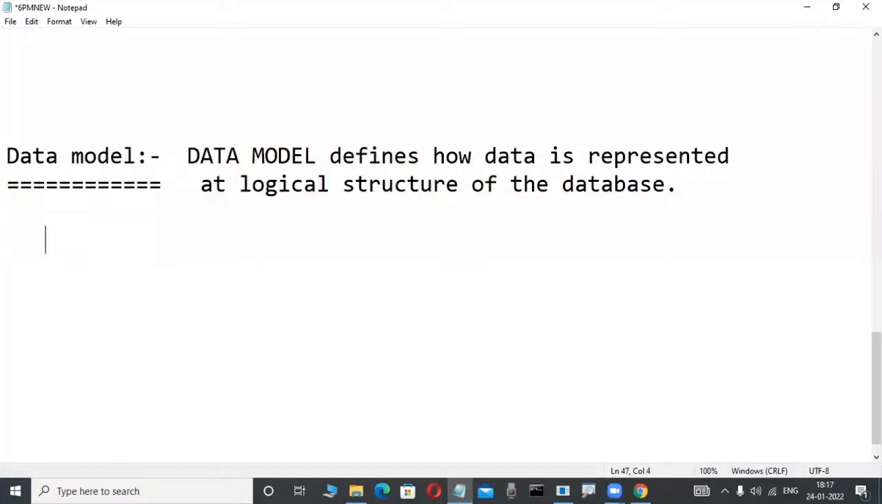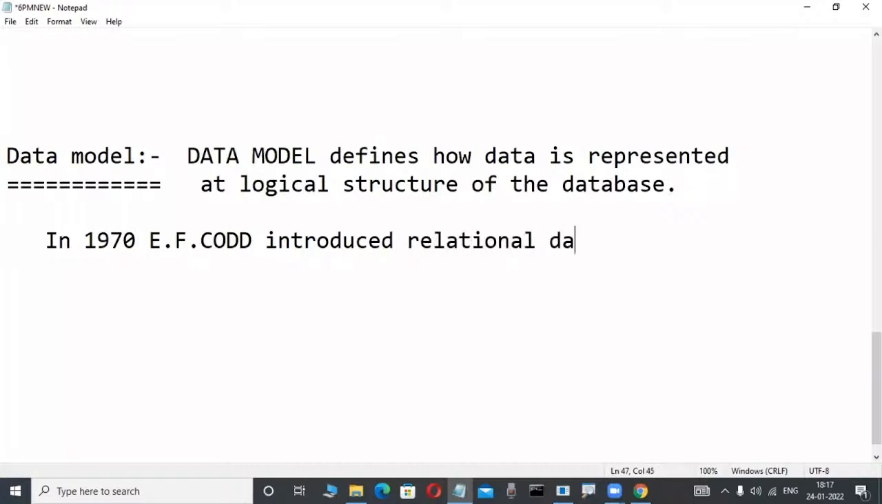From 1970 onwards, this data model is there. Where Oracle is concerned, we will learn next. First, just roughly observe here. In 1970, E. F. Codd, don't write anything down, just observe, some new terminology. E. F. Codd, a mathematician working at IBM in those days, introduced the relational data model.